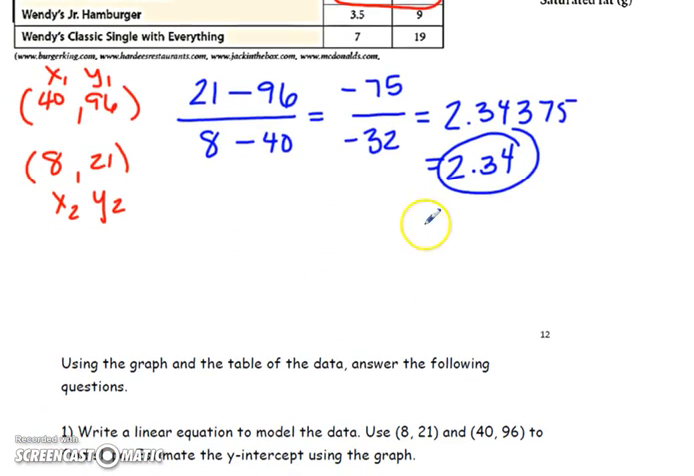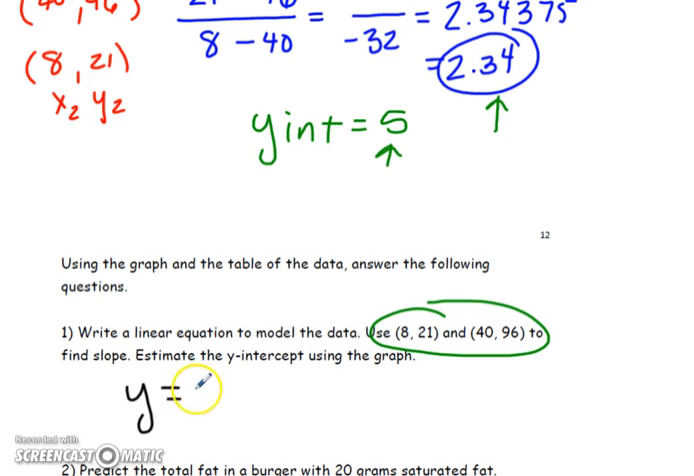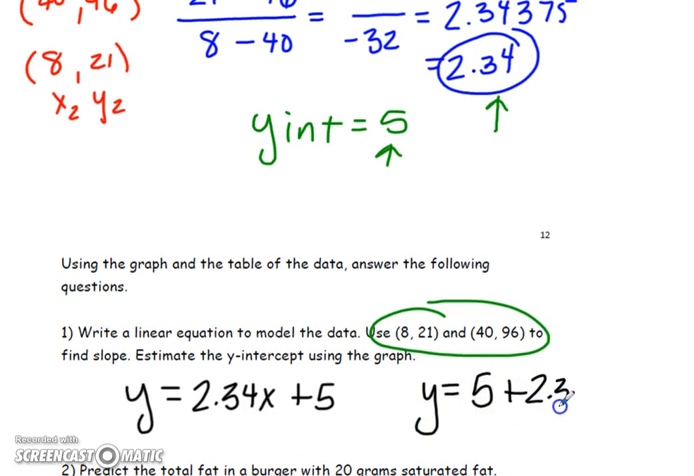So if I go back down here, I've got my slope, and I also need my y-intercept, which comes out to 5. So when I'm writing my linear equation using those 2 specific points, here's my slope, here's my y-intercept. I already did all the work, and now I just have to write it into that equation form. So y equals my slope times x plus my y-intercept, or my y-intercept plus my slope times x.